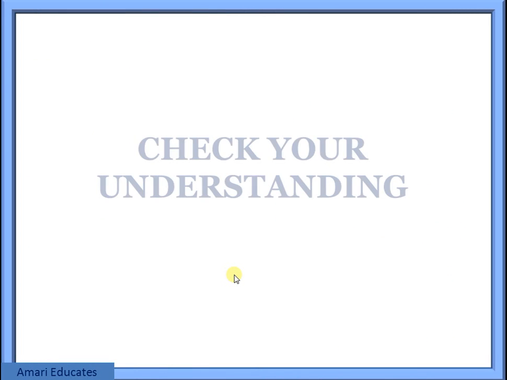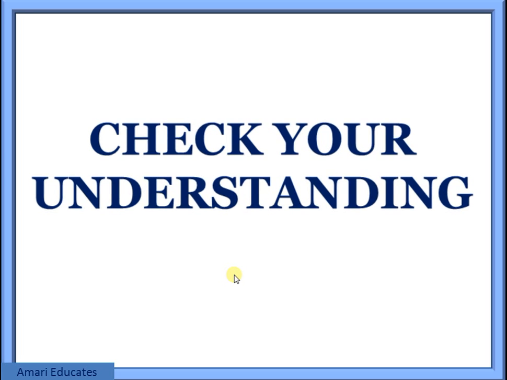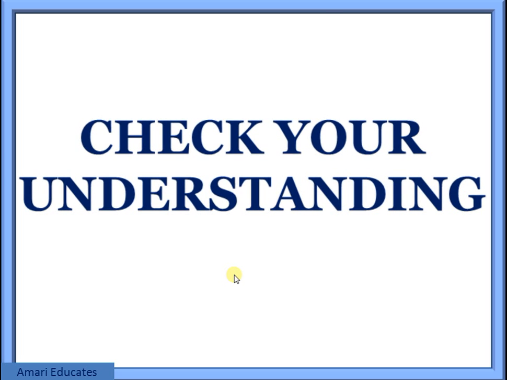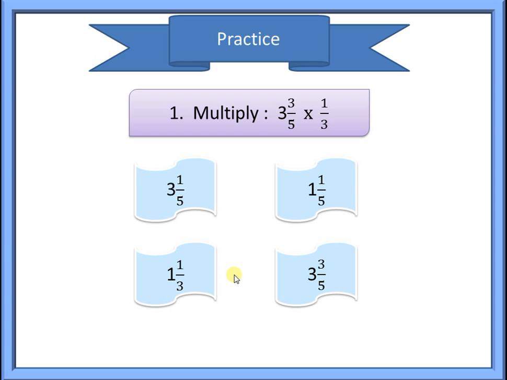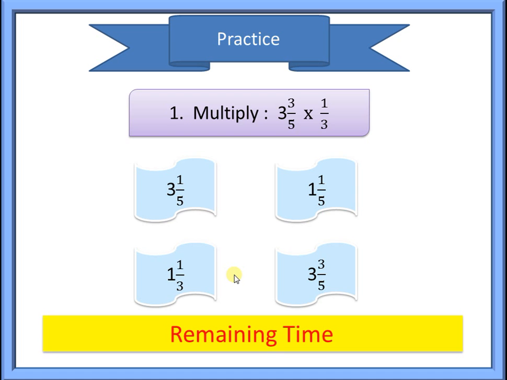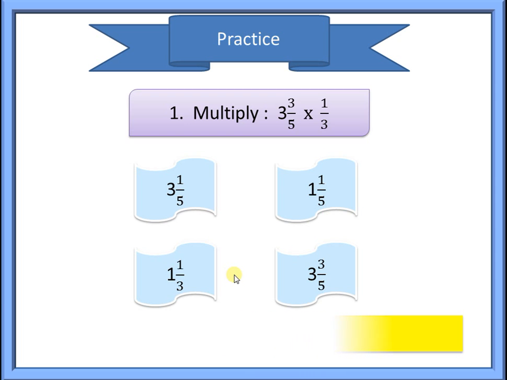Now, at this time, we're going to verify if you understood the lesson. Let's try the following items. Number 1. Multiply 3 and 3/5 by 1/3. Let's start the time. Time is up, and the answer is 1 and 1/5.